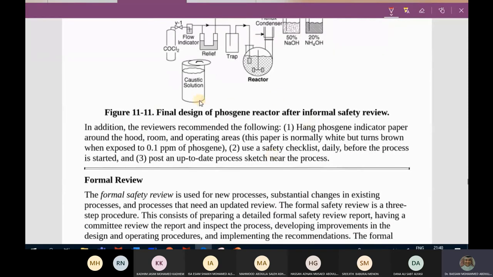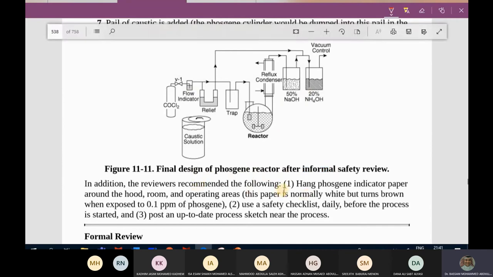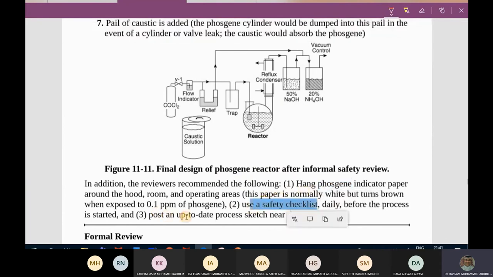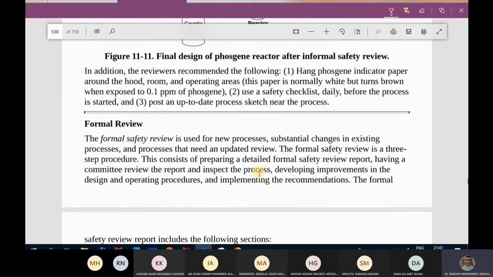So what they came up with, of course, is very specific and detailed, and it needs a lot of expertise about even the components and the details of this process. So these two have a very thorough understanding and experience of this plant, and that was their informal safety review where they sat with each other and they recommended the following: 1, 2, 3. The phosgene indicator, having a checklist, and putting an update sketch for this process, and so on. You can see that.